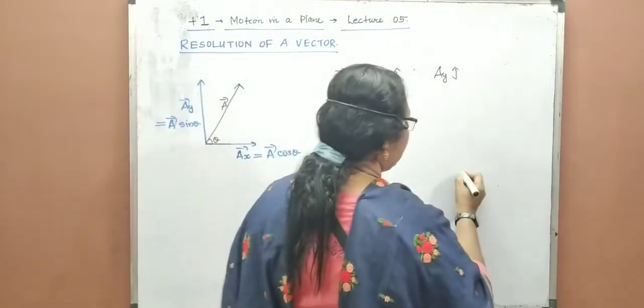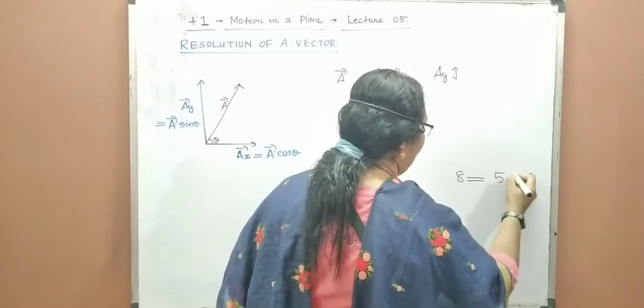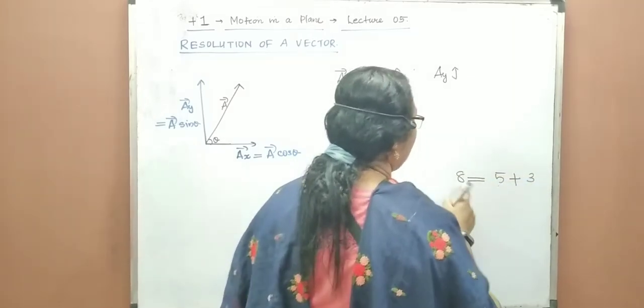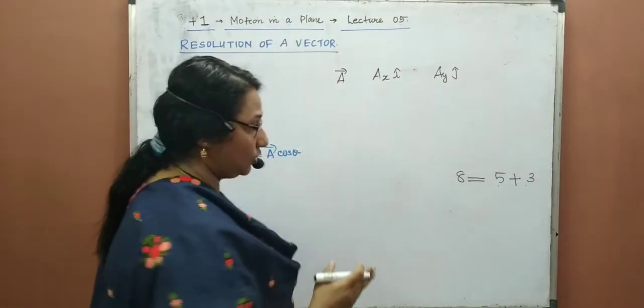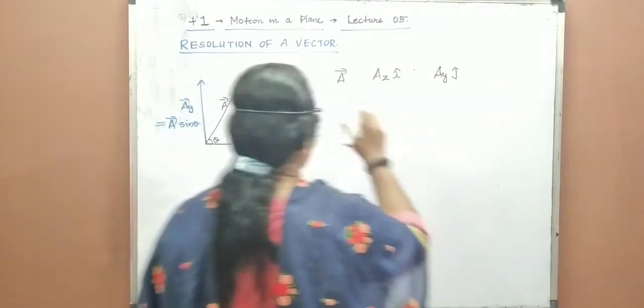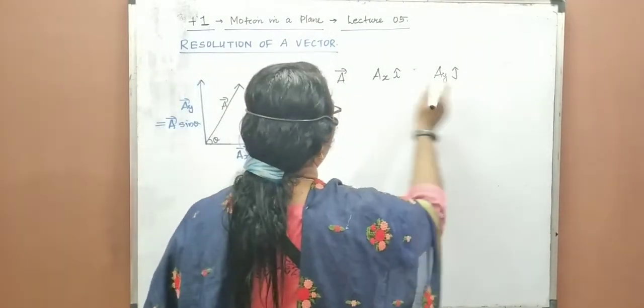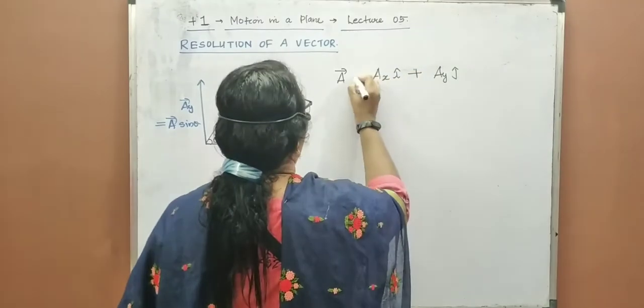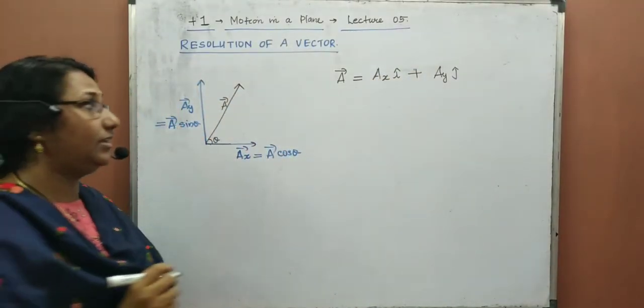If 8 can be split up into 5 and 3, then 5 and 3 on addition, we will get 8 also. Similarly, if A can be resolved into AX along i cap and AY along j cap, we can say A is AX i plus AY j, and that is AX and AY on addition will give A.